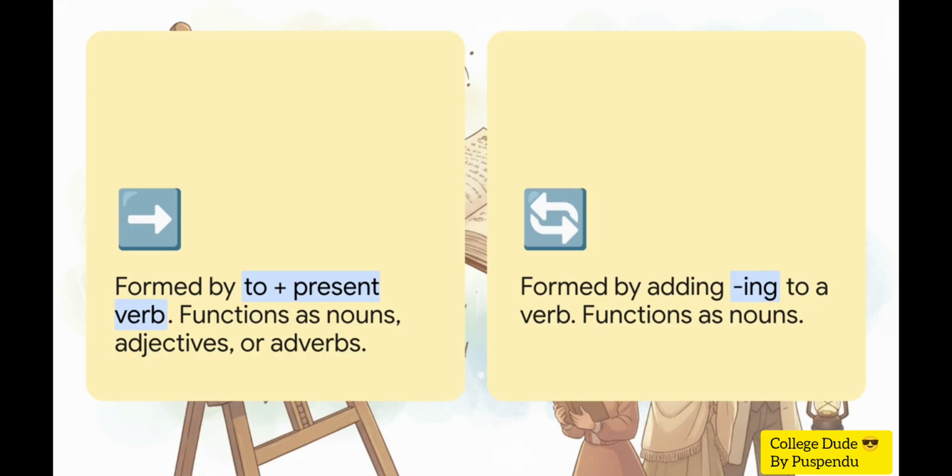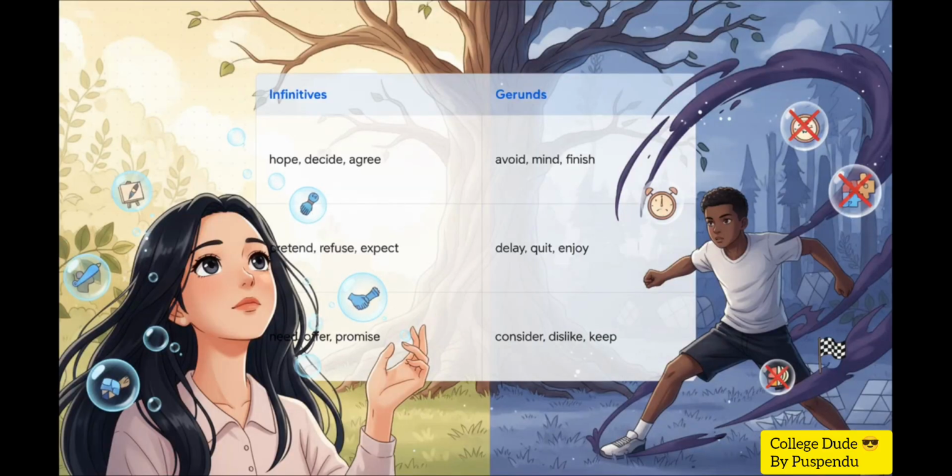On the right, we have gerunds, which are formed by adding ing to the end of a verb, like being tired of waiting or deciding to go sailing. Now, the strict system governing these verbals is exactly where it gets tricky. Writers just have to memorize which primary verbs demand an infinitive and which ones demand a gerund. For instance, verbs like hope, decide, and agree always take infinitives. You hope to paint. But verbs like avoid, mind, and finish, they demand gerunds.